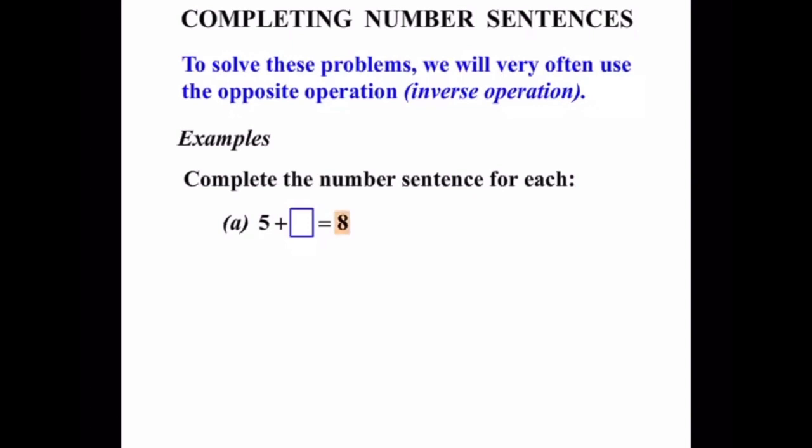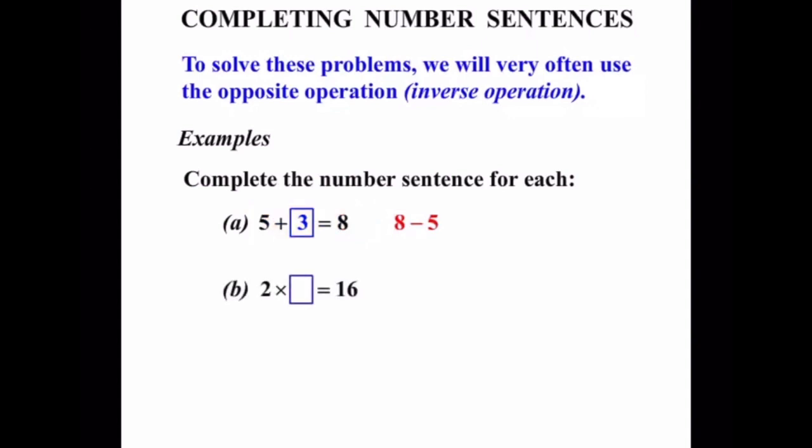Start with the end result. The answer is 8. And we've got plus 5. Well, the opposite of plus 5 will be to minus 5. So let's write 8 minus 5 there in our working. We work 8 minus 5 out, we get 3. So let's put 3 in the box there. Well, now once we do that, we'll just check to see whether it's right. 5 plus 3 equals 8. Well, that's true. So we have got a correct number sentence now.